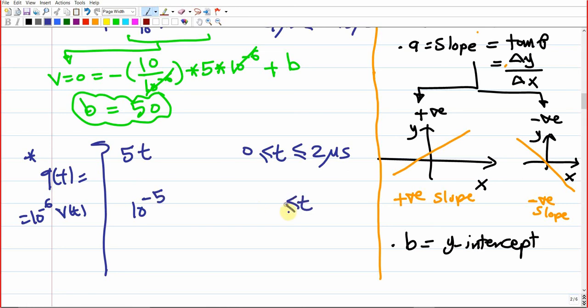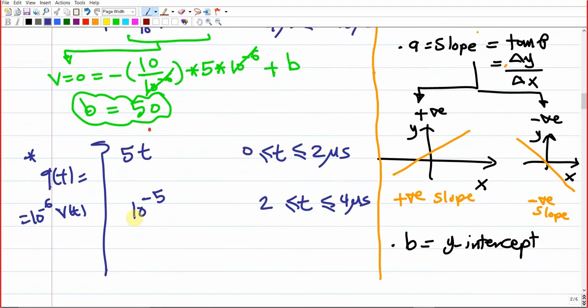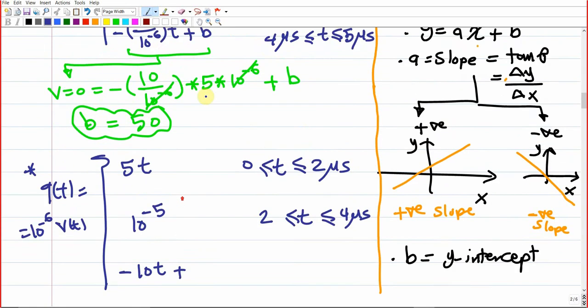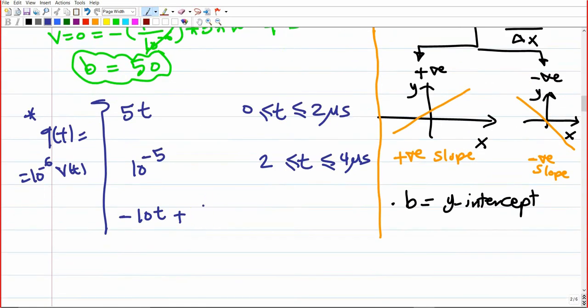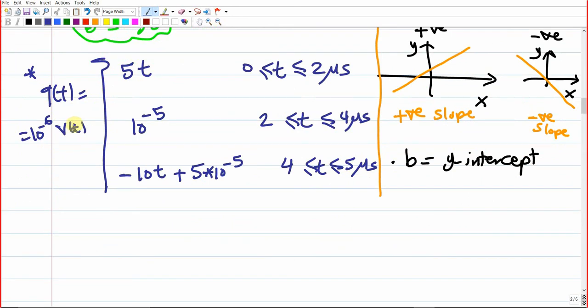This is when the time is within the range between 2 up to 4 microseconds. For this one, if you multiply by 10 negative 6, this is going to give us negative 10t plus 50 times 10 negative 6, which gives us 5 times 10 negative 5. This is when the time is within the range between 4 and 5 microseconds. Make sense? So this is the charge equation. We are going to draw this one, but later.